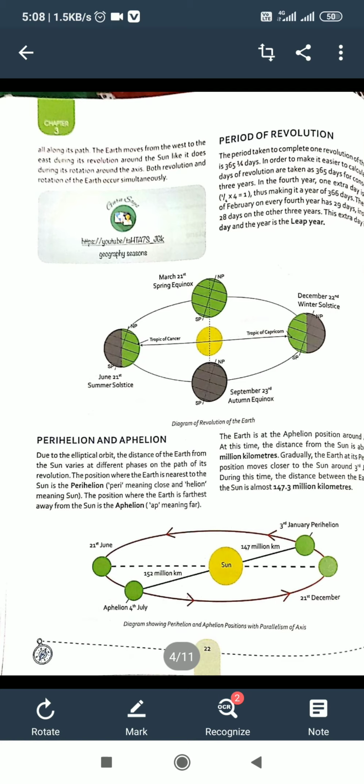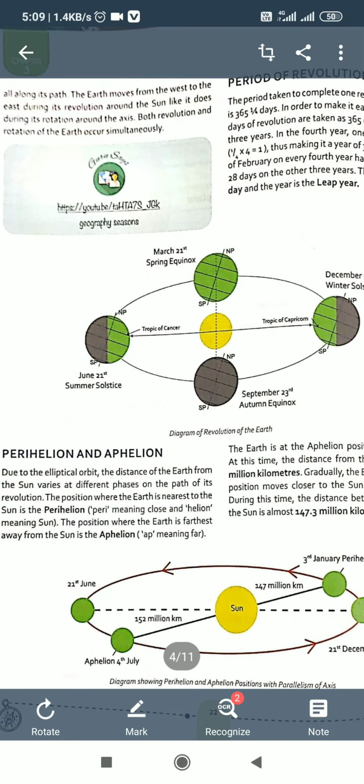The annual motion of the earth around the sun is called revolution. The path along which the earth revolves around the sun in an anticlockwise direction is known as its orbit. The orbit is elliptical or oval in shape. The earth travels 940 million kilometers along its elliptical orbit around the sun in a single revolution. It moves at a tremendous speed of nearly 30 km per second along the orbit. Now, have you understood?